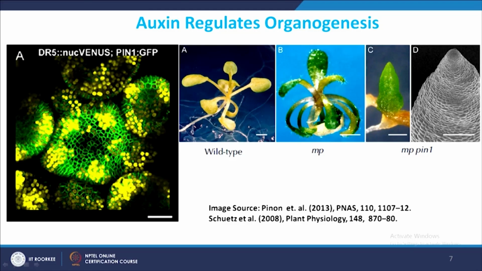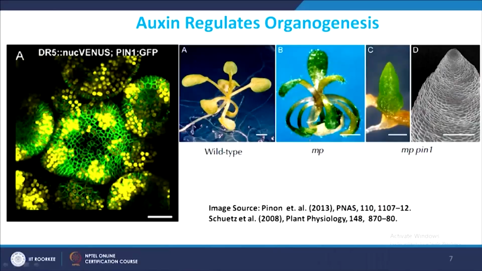Here you have DR5, an auxin responsive promoter driving a nuclear localized yellow signal, which is basically auxin response, and PIN protein has the GFP. So, you can see the GFP localization as well as the auxin response, and you can see that auxin response is very high in the primordia. And MP is an auxin response transcription factor, the activity of which is regulated by auxin.